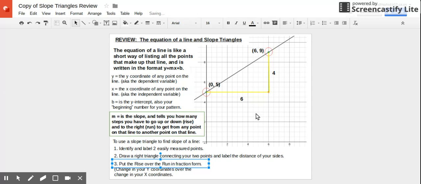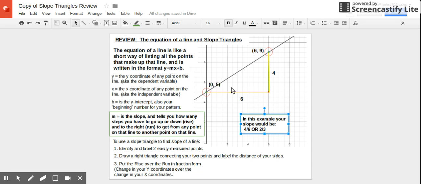Okay, last step. All you need to do now is put it in the rise over run fraction form. And so you literally just take your rise 4 and you put it on top of a 6. For this one, it looks like 4 over 6, and then you should reduce it down to its smallest form, so it would be 2/3. So the slope of this line is 2 over 3.